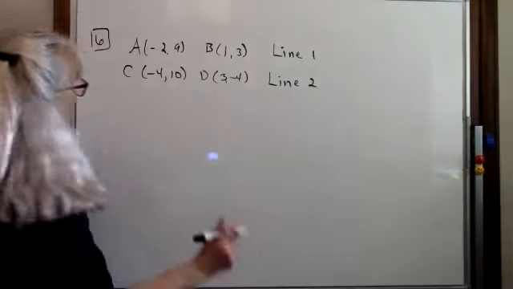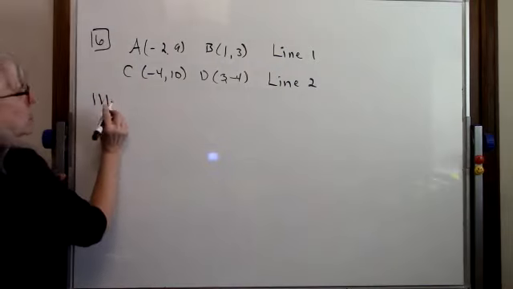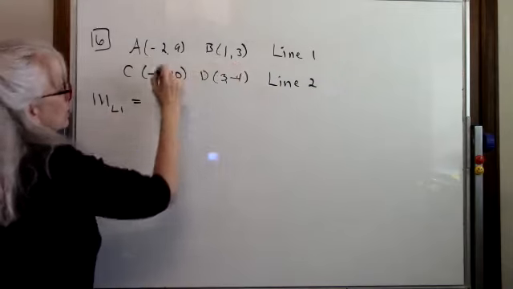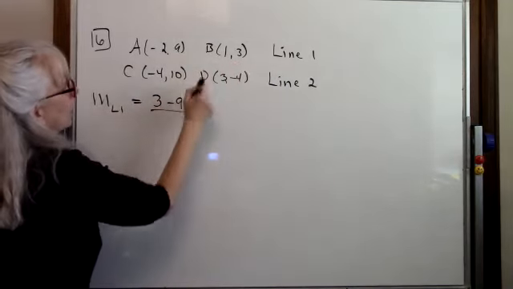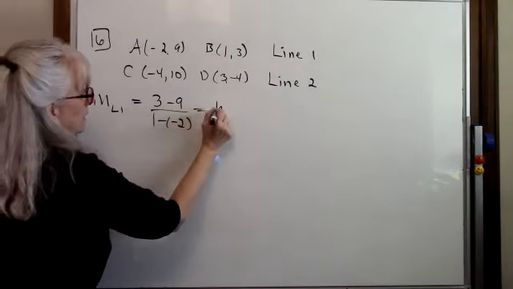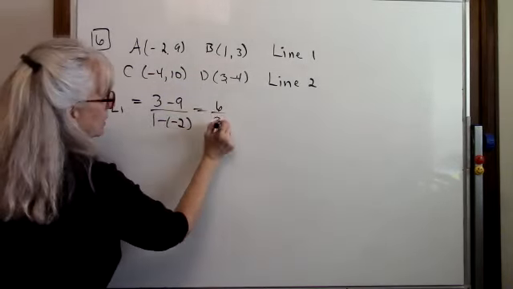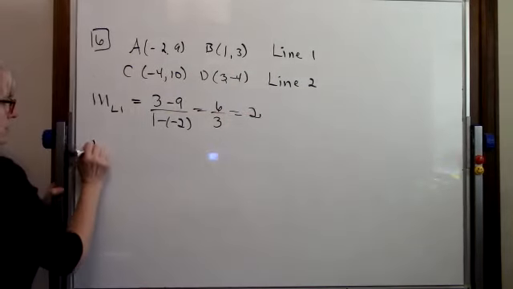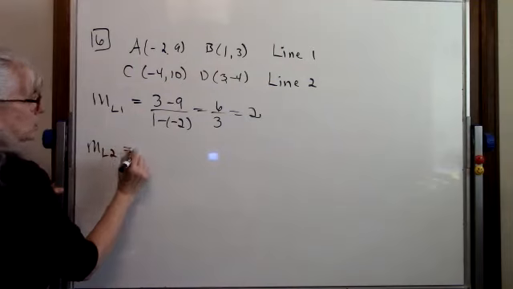So we need to find the slope of line 1. I'm going to call it m, with a little L1 down here for line 1. So that would be 3 minus 9, all over 1 minus negative 2. 3 minus 9 is negative 6. 1 minus negative 2 is a positive 3, and we get a slope of negative 2, which doesn't tell me anything yet. Let's go find the slope of line 2.